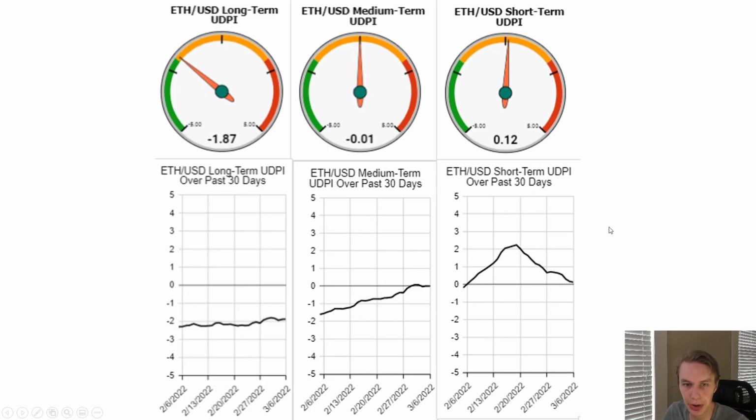Now, if we flip over to Ethereum, being the other big player in the crypto space, it's a very similar story. The long term is negative 1.87. So again, more upside than downside potential is realistic in the longer term. But in the shorter term timeframes, it's very undecided, hovering very close to zero, meaning that it thinks there's about an even amount of upside or downside potential that's realistic in the coming weeks to months and days to weeks.